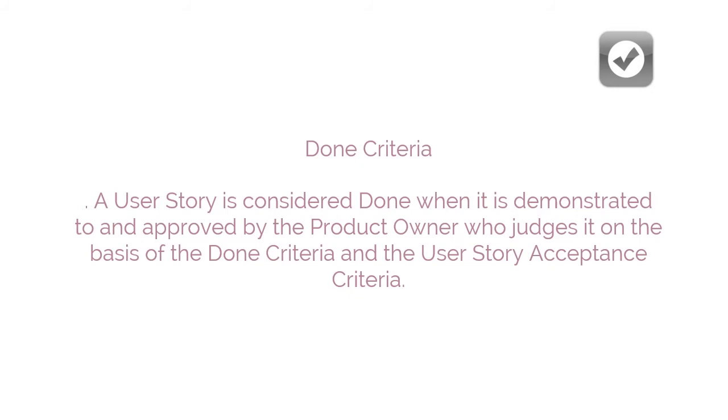A user story is considered done when it is demonstrated to and approved by the product owner who judges it on the basis of the done criteria and the user story acceptance criteria. This brings us to the end of our session, which dealt with the Create Prioritized Product Backlog process.